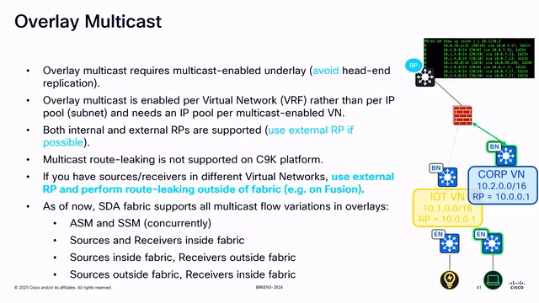All right? Both internal and external rendezvous points are supported in SDA. However, my recommendation for overlay, always use external RPs. Why is that? Well, because of this little limitation that multicast route leaking is not supported on Cat9K platforms. You can configure it, and it might even work until it doesn't. All right? So it works kind of inconsistently. Basically, the feature is unsupported.